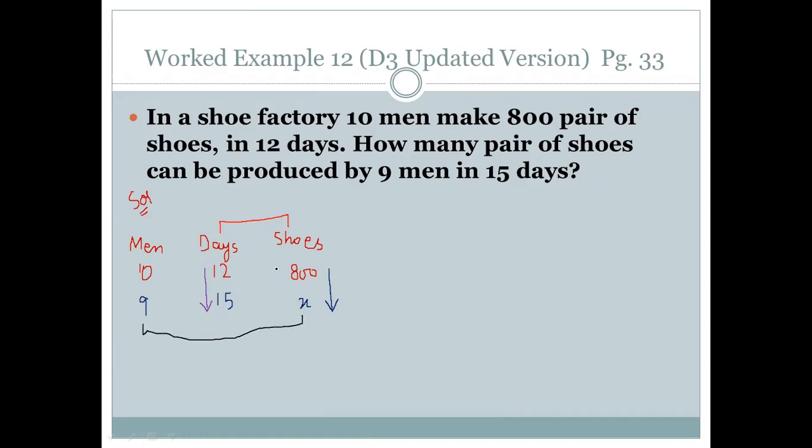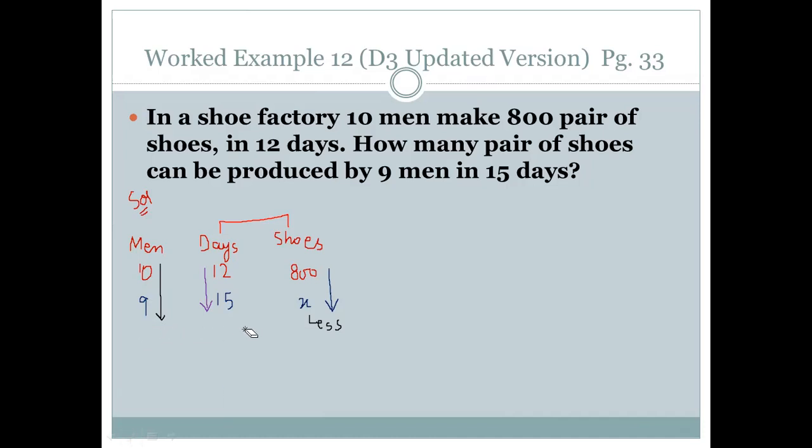Now if 10 men can make 800 shoes, so definitely 9 men can make fewer shoes than that. I'm going to write "less" over here. So this is again direct proportion. If 800 shoes can be made by 10 men, so definitely fewer than 800 shoes can be made by 9 men. So it is again direct proportion. So 9 will get the arrowhead, and then we can draw the arrow completely.